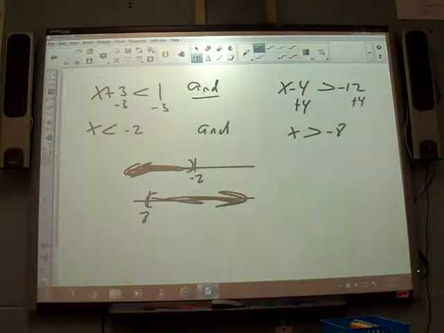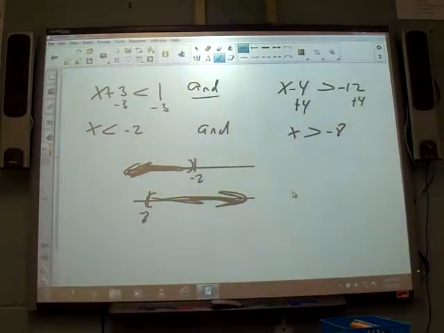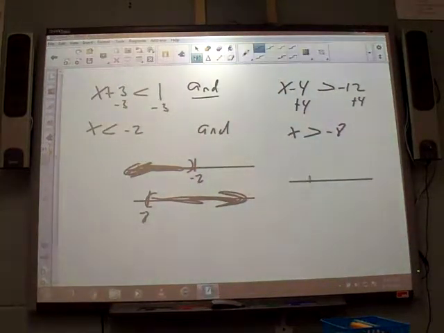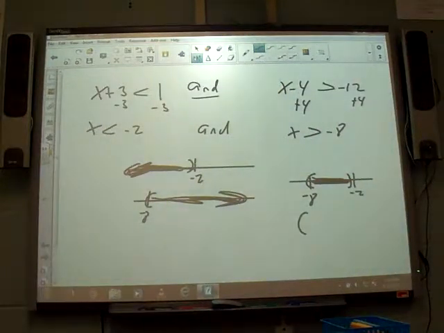Okay, so on my answer graph, I'm going to put those two together. I'm shaded to the right of negative 8 with the parentheses, and to the left of negative 2 with the parentheses. So only the part where the shadings overlap are part of my answer. Okay, remember that? So interval notation will be negative 8 to negative 2.